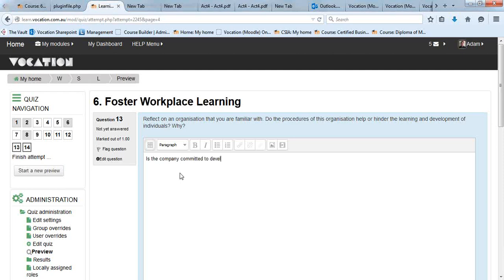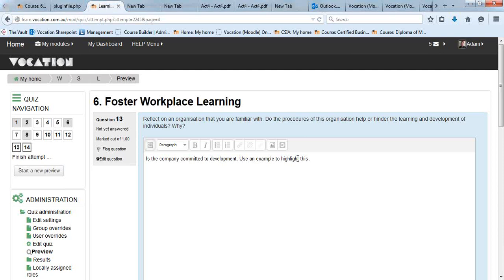Again, just draw on your experiences of an organisation that you have worked with previously, and review the procedures and whether or not they worked, and whether there were procedures out there that promoted that learning and development. To reword it, what we're asking is to reflect on a company that you may be aware of or familiar with. Is the company committed to the development of its individuals? We'll use examples to explain why, and that will cover the terminology of procedures and things like that.